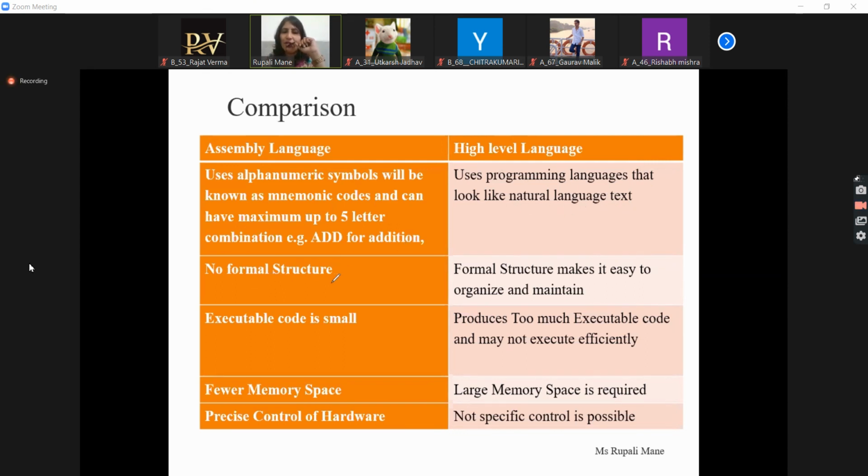No formal structure. Okay, assembly language का कुछ formal structure नहीं है, इसमें कोई for loop वगैरह नहीं होता है. Okay, but high level language has a formal structure. Okay, इसका for loop रहता है, while loop रहता है. Okay, so अलग-अलग structures हैं इसके.